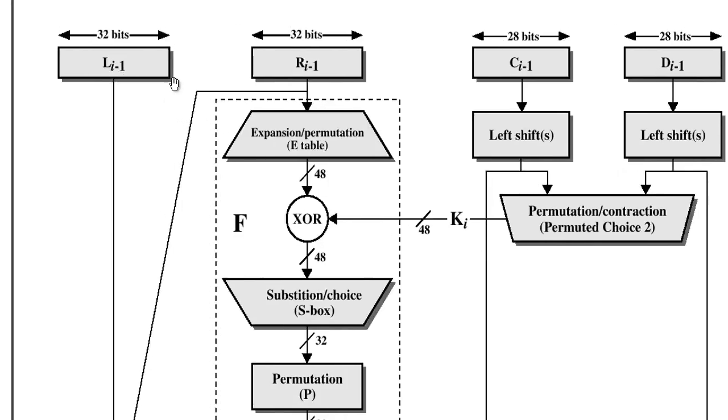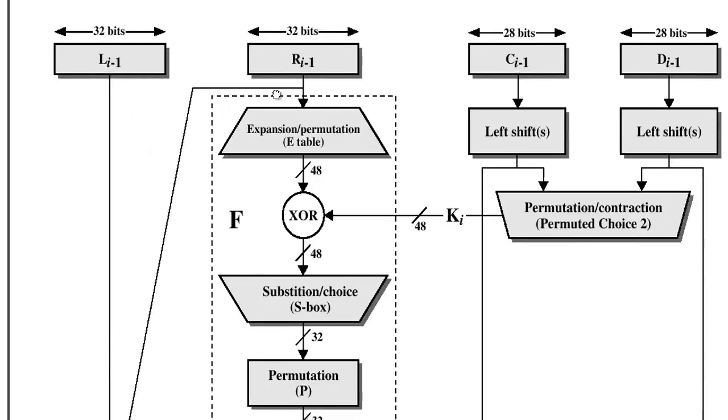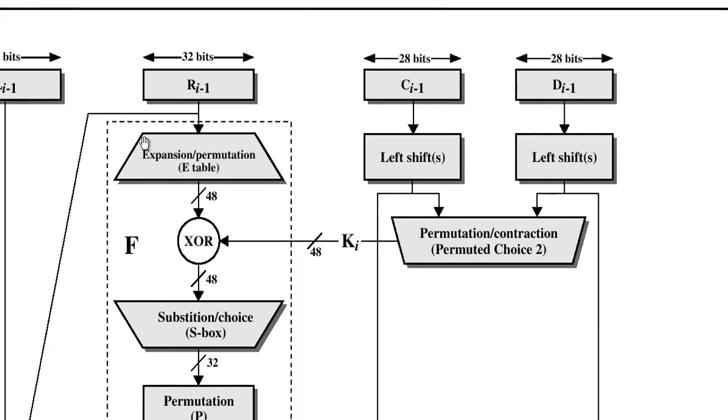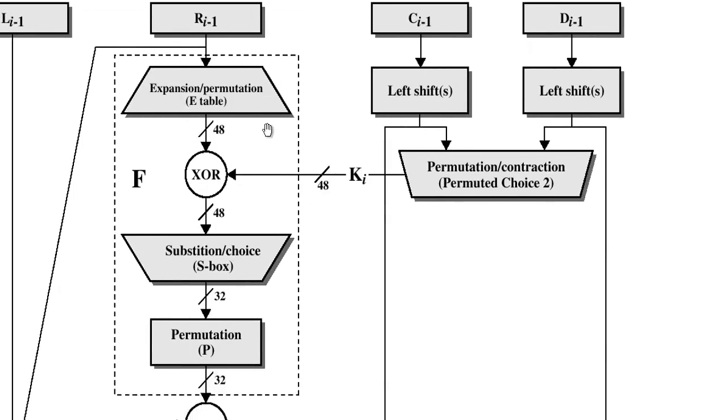We already know that R is copied into Li, that is, Ri minus 1 is moved to Li. What about this expansion here? Why do we need to go for the E table? This is what we call a round. So these 4 blocks comprise one round. There will be 16 rounds in your DES algorithm, and F is what we have defined as a function.